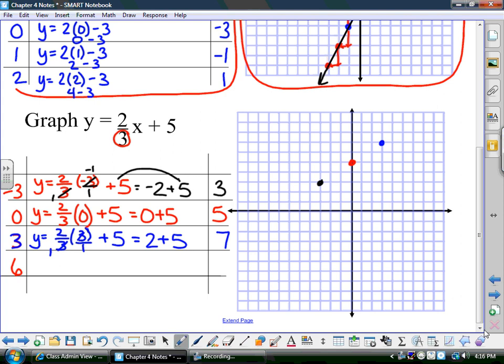If we plug in 6, we have y equals 2/3 times 6 plus 5. 6 can be 6 over 1, and when we cross cancel, we get a 1 and a 2. So going straight across the top, 2 times 2 is 4 over 1 times 1 is 1. So our answer here is 4 plus 5, or 9. 6, 9 is another point on this graph.